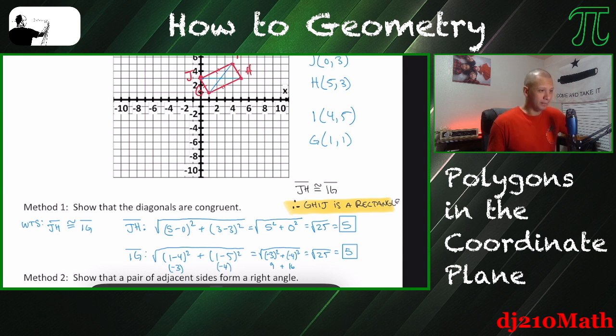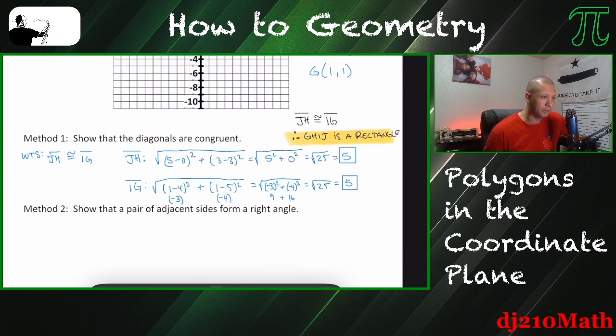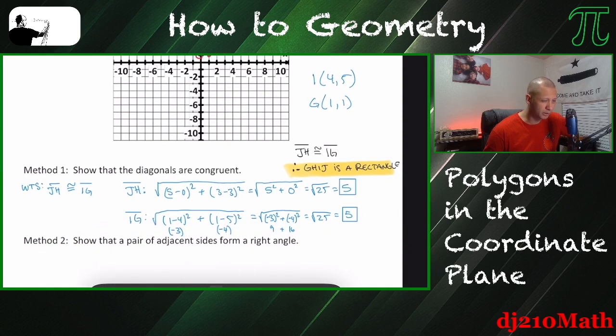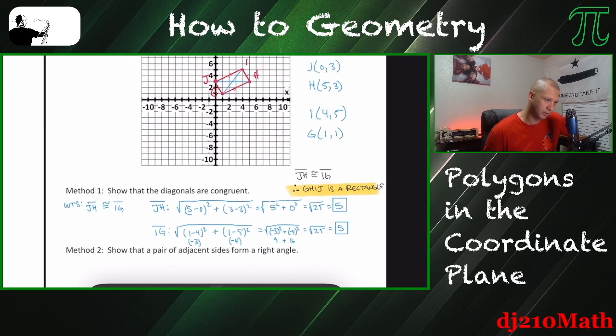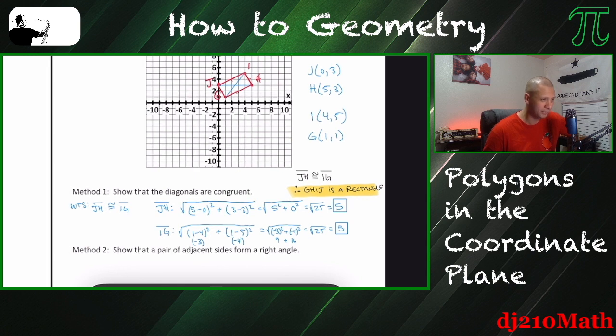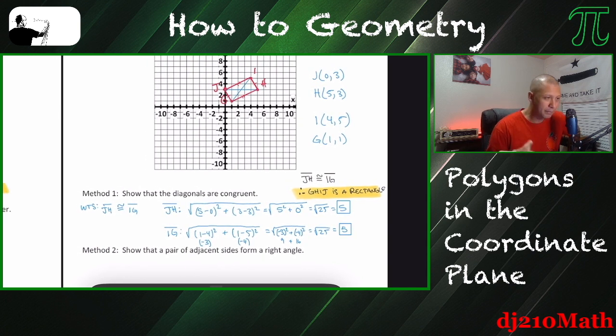So the second method of showing that a quadrilateral is a rectangle, you could show that a pair of adjacent sides form a right angle. So this one requires a little bit more work, right? You'd have to show that there's 4 right angles, or a pair of adjacent sides rather form a right angle. All right, I did method 1. I think it's sufficient.